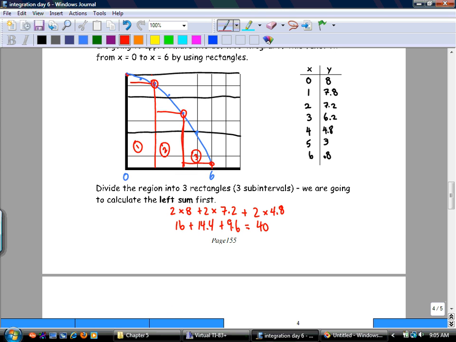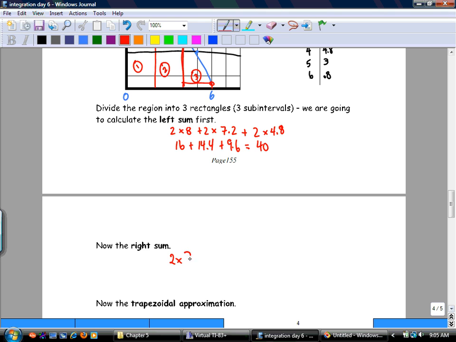The next one's got a length of 2 and a width of 4.8. And the last one has a width of 2 and a length of 0.8. You can average them, but averages of averages, sometimes you've got to be very careful. We don't average averages.